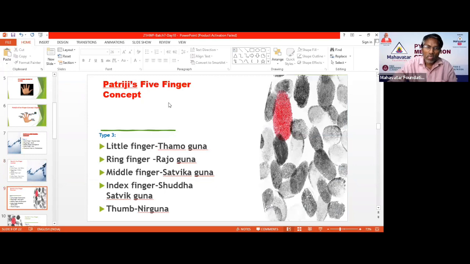Now, understand the third one, friends. The little finger refers to Tamoguna, the ring finger Rajoguna, the middle finger Sattvic Guna, the index finger Suddha Sattvic Guna, and the thumb is Nirguna. Friends, what will happen here? Always try to understand. This is the five fingers, isn't it?